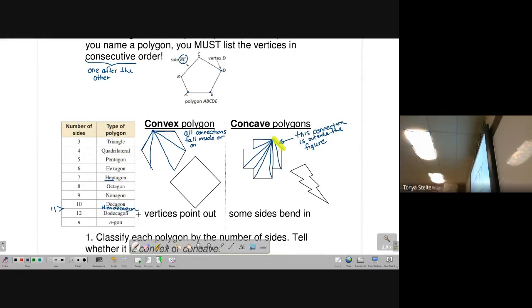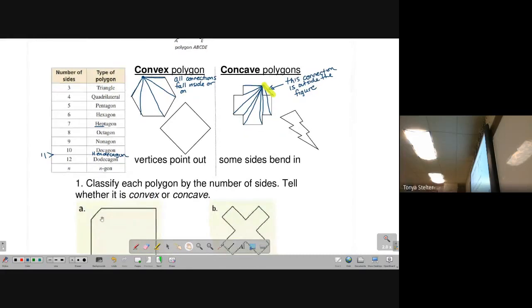Okay, so that's hendecagon, 11, dodecagon, 12, and then they have names for all the other ones, but it gets kind of ridiculous. So we just say n-gon, where n is the number of sides. So if you had a 100-sided polygon, it would be a 100-gon. You'd replace that n with 100. If it's a 50-sided polygon, you'd say 50-gon. At some point, you just have to stop and do something generic.